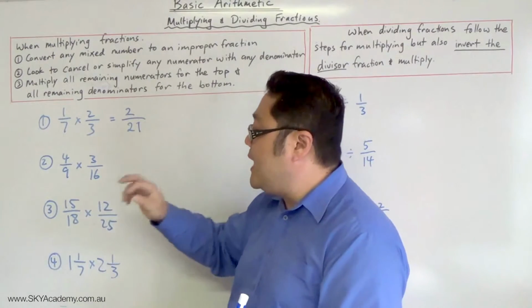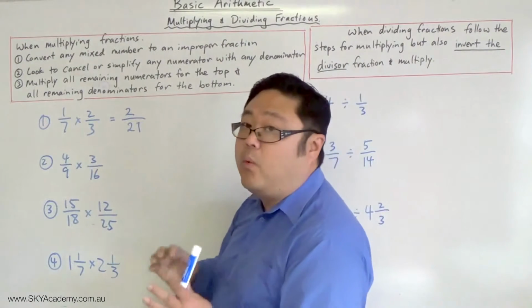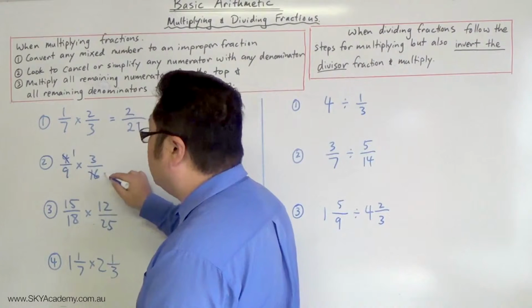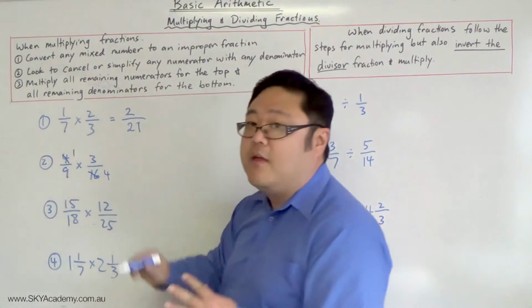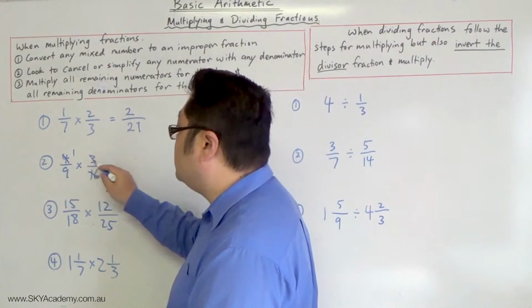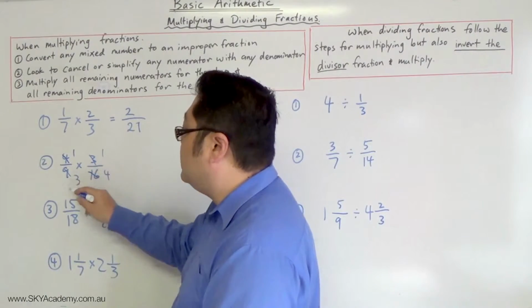But what we can do, 4/16, can simplify to 1/4, right? Because 4 is common to both. 4 goes into 4 once, 4 goes into 16 4 times. 3/9, that simplifies as well. 3 goes into 3 once, and 3 goes into 9 3 times.